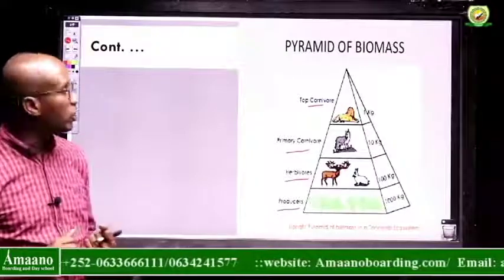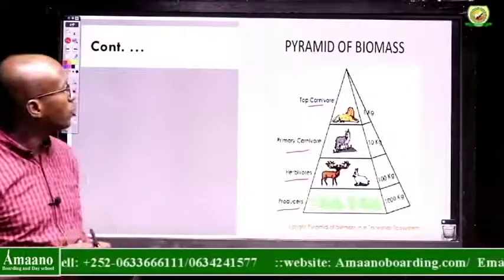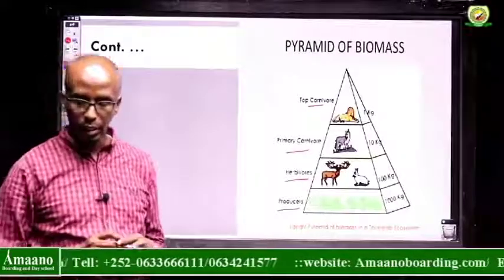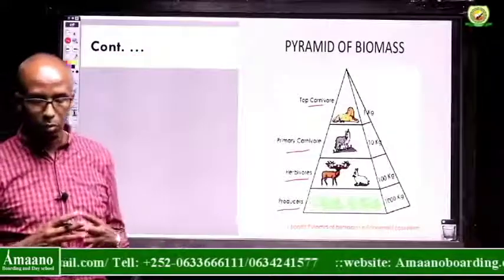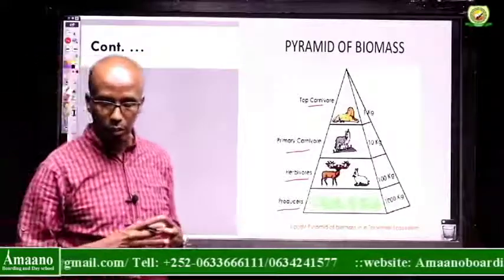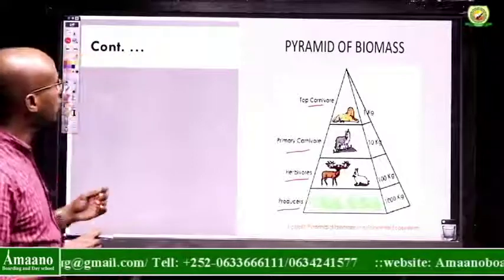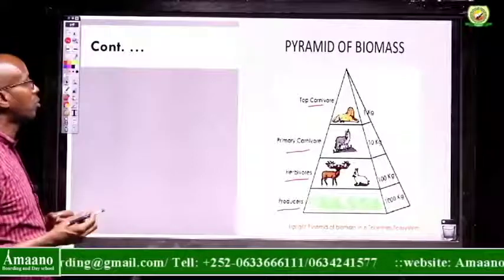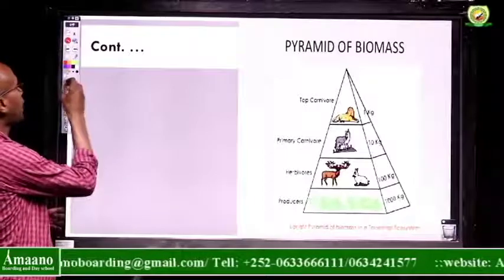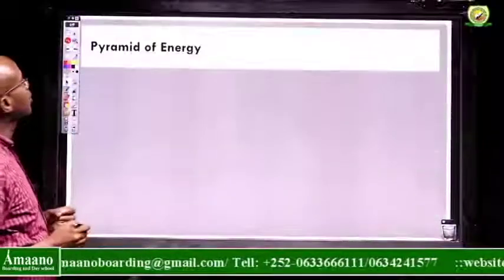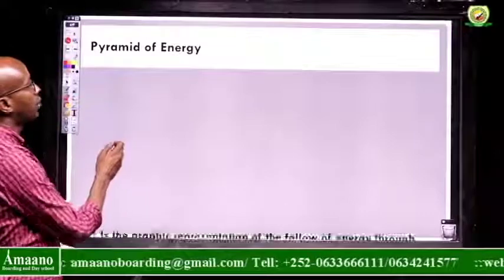One of the disadvantages of drawing a pyramid of biomass is the sample. It uses only a sample from one population, so it is very difficult to measure the biomass of each trophic level exactly. So if that happens, you can use the pyramid of energy.